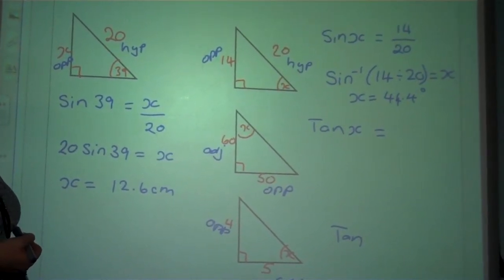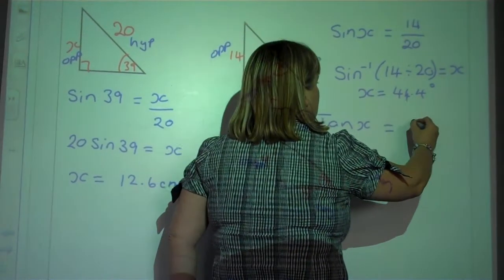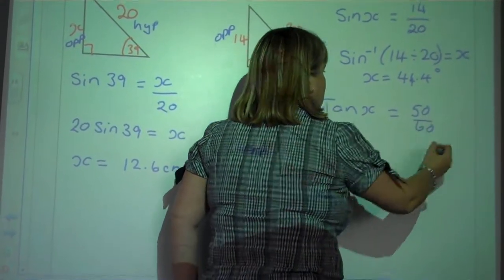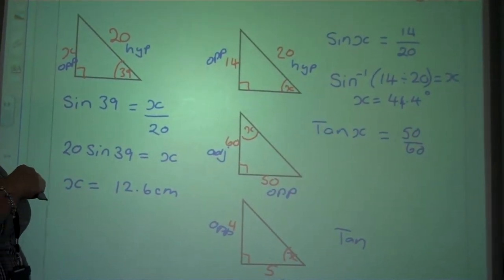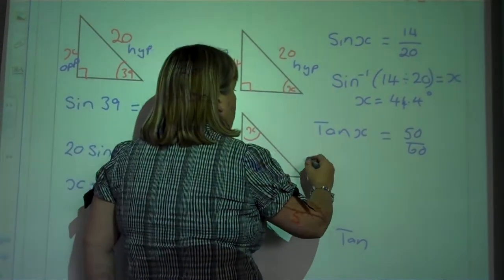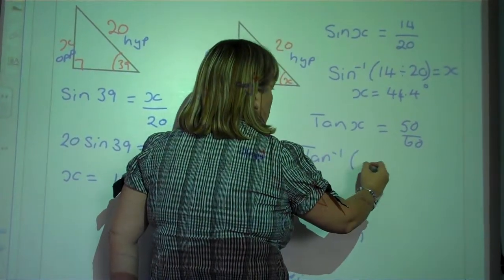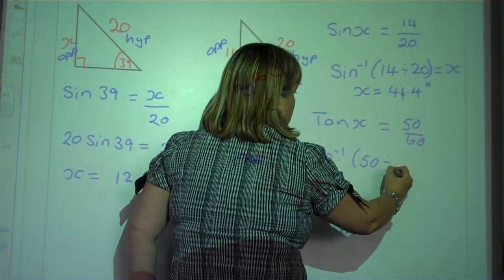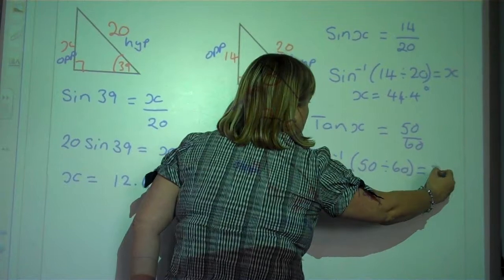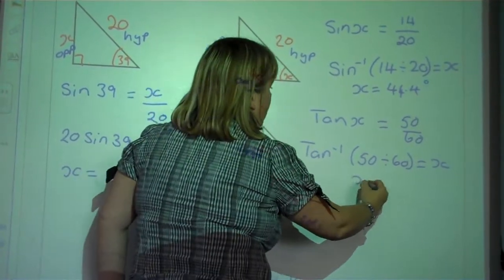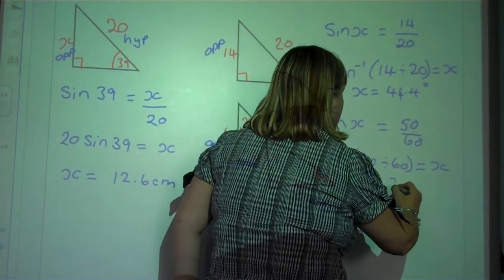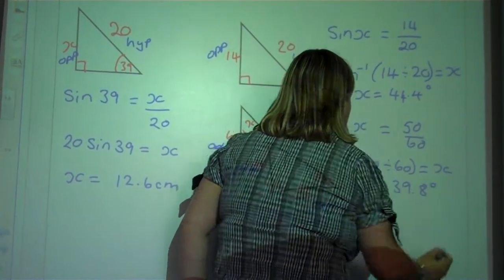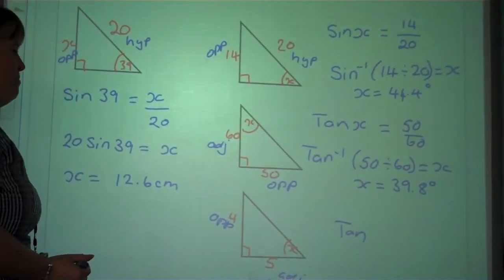Opposite over adjacent? Okay, so it's 50 over 60, and because I'm trying to find an angle, what am I needing to use? Inverse tan. So tan to the -1 of 50 divided by 60 gives me my answer. So that is 39.8 degrees. Hope you're all right because I'm trusting you.